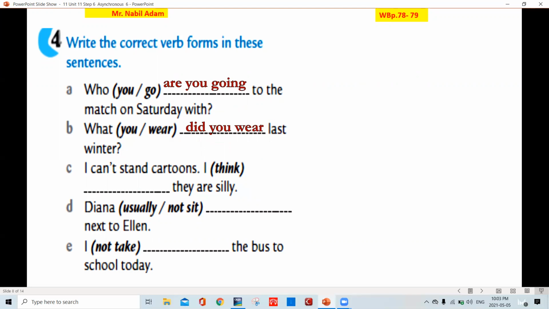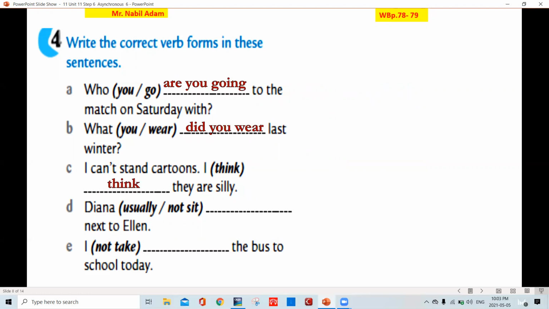I can't stand cartoons. It means I can't bear. ما اقدرش اتحمل رسوم الكرتون. I don't like cartoons. I think they are silly. هنا think معناها ايه؟ يعتقد رأيه. I think. We don't change. I think they are silly.